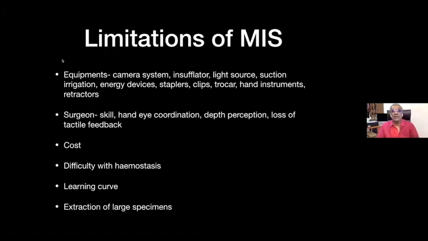Okay, now limitations in terms of bleeding. Most of the time, when you have bleeding, you will convert. So, as you get better, the risk of bleeding reduces. As you get better instrumentation, the risk of bleeding reduces. And definitely, there's a learning curve involved. Extraction of large specimen also presents limitation. Okay, sometimes you have big tumor, so you can do it laparoscopic, but taking out needs a big incision, so this becomes a problem.